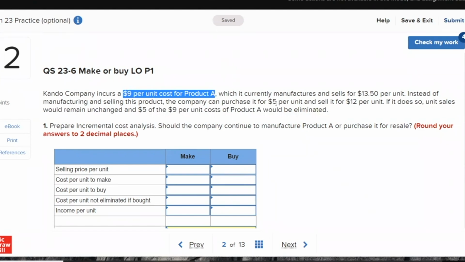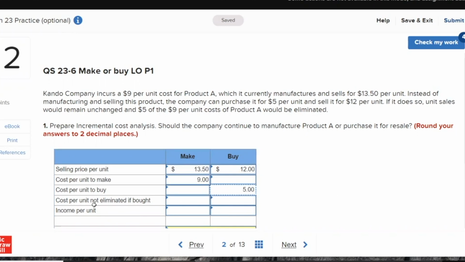In addition to us having to pay $5 if we buy it, we will still have to pay 5, 6, 7, 8, we will still have to pay $9 a unit. Well, that doesn't sound too good. Let's do our analysis here. So if we make it, we can sell it for $13.50. That's what it says up there. If we buy it, we can only sell it for $12. Now, if we make it, the cost to make it is $9, right? If we buy it, how much does it cost to buy it? $5? Okay.